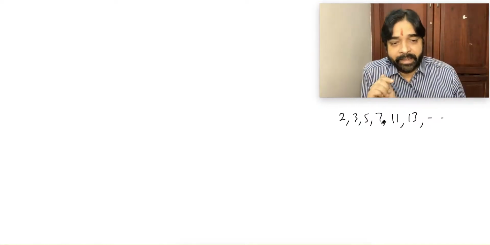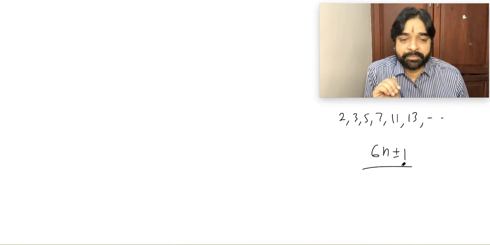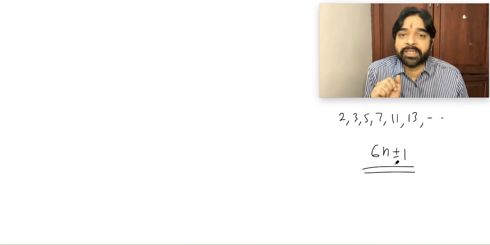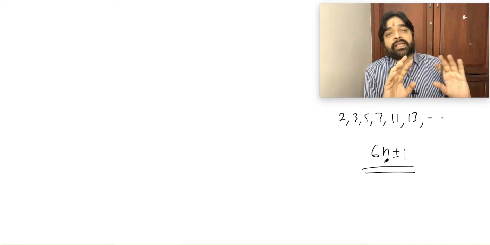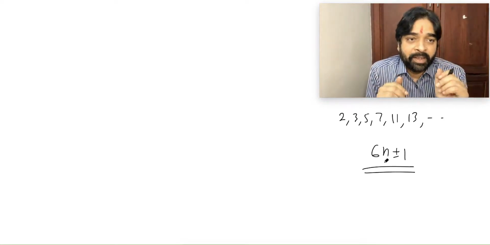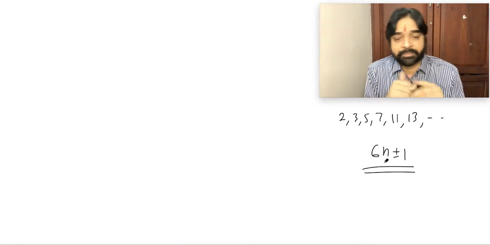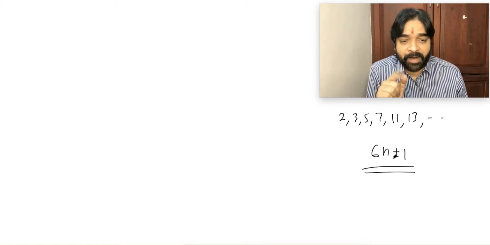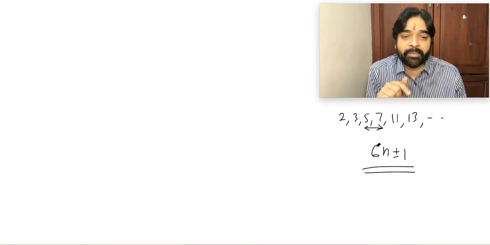Basically, greater than 3, all the primes will be in the form of 6n plus minus 1. Vice versa is not true. Never say every 6n plus minus 1 is a prime number. I am saying greater than 3, all the primes will be in this form. You can verify. If you put n equal to 1, you will get 6 minus 1, 5, and 6 plus 1, 7. Both prime.